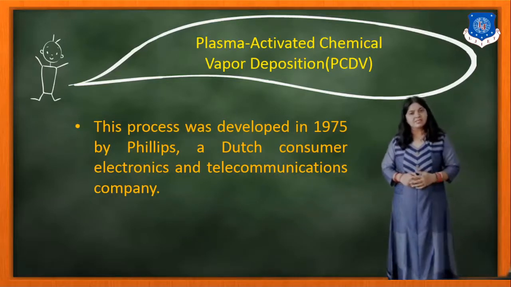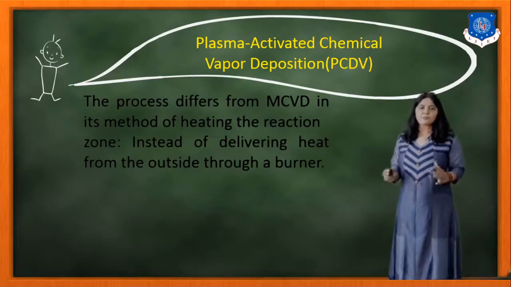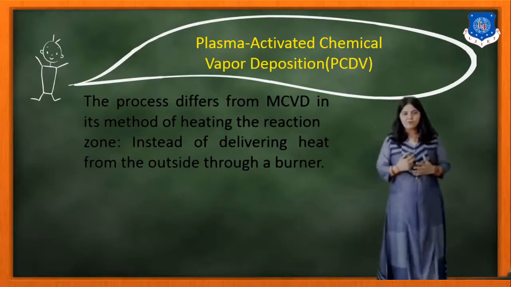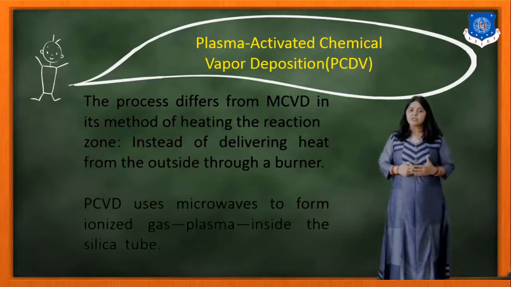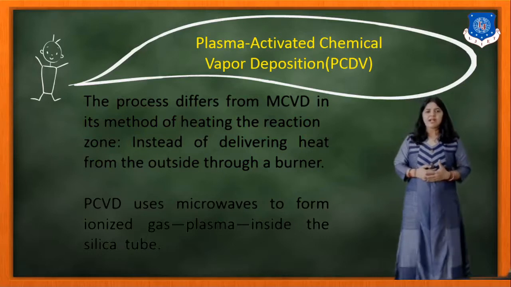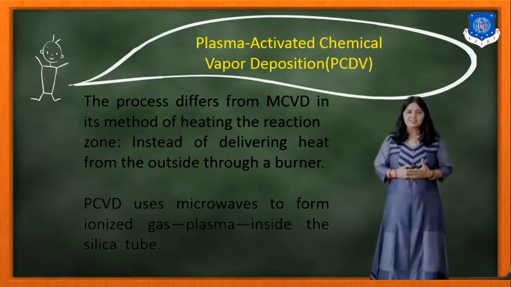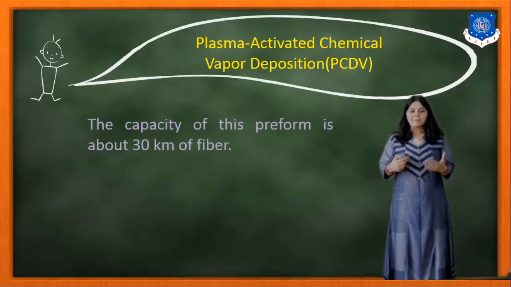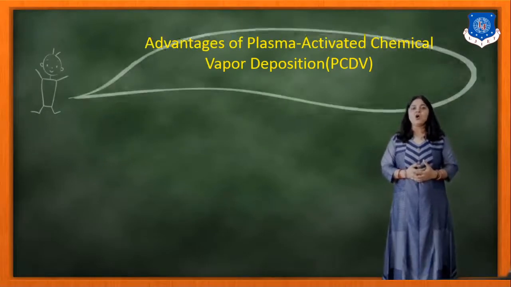This method was developed in the year 1975. This process is not the same as the MCVD, it differs from that method in the method of heating the reaction zone. Instead of delivering the heat from the outside through a burner, the PCVD uses microwaves to form the ionized glass plasma inside the silica tube. Okay, so this way the capacity of this preform is about 30 kilometers of fiber.